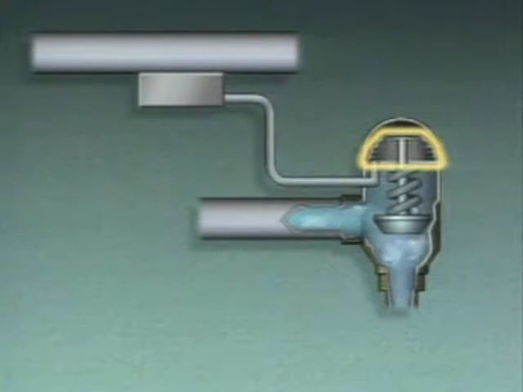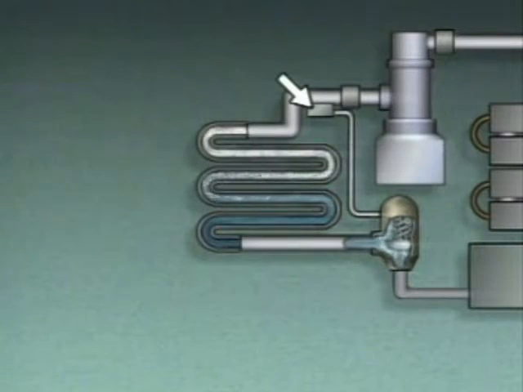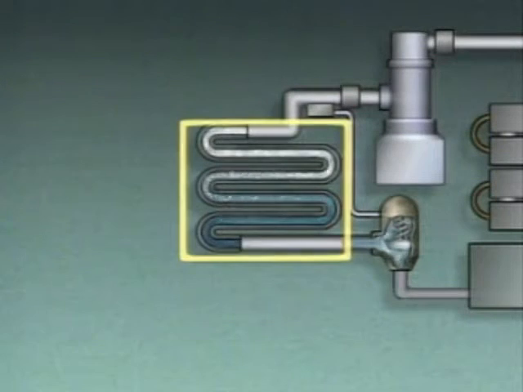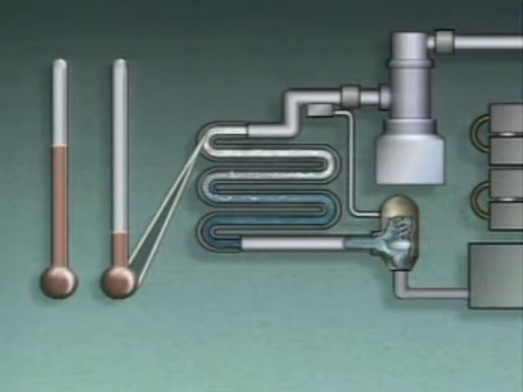A metal bellows inside the expansion valve is connected to tubing that leads to the thermal bulb. The thermal bulb, tubing, and bellows contain a fluid that expands when it's heated and contracts when it's cooled. The thermal bulb is mounted on the refrigerant line between the evaporator and the compressor. It senses the temperature of the refrigerant leaving the evaporator. The temperature of the refrigerant is proportional to the temperature of the substance being cooled.